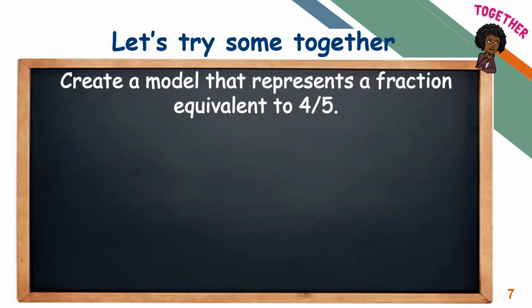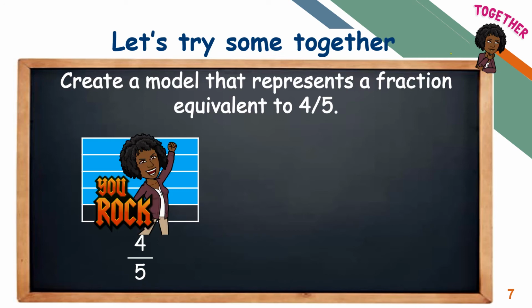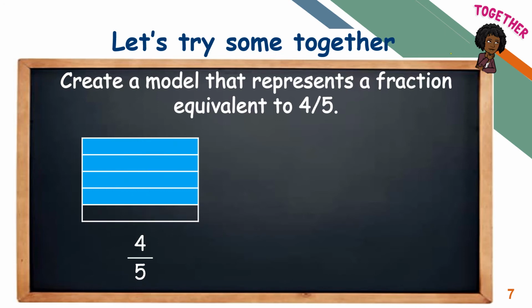Let's see what you came up with. The model 4/5 should show 5 equal parts and 4 parts are shaded. Did you draw it correctly? Awesome, you rock. Now create a model that represents another fraction equivalent to 4/5.